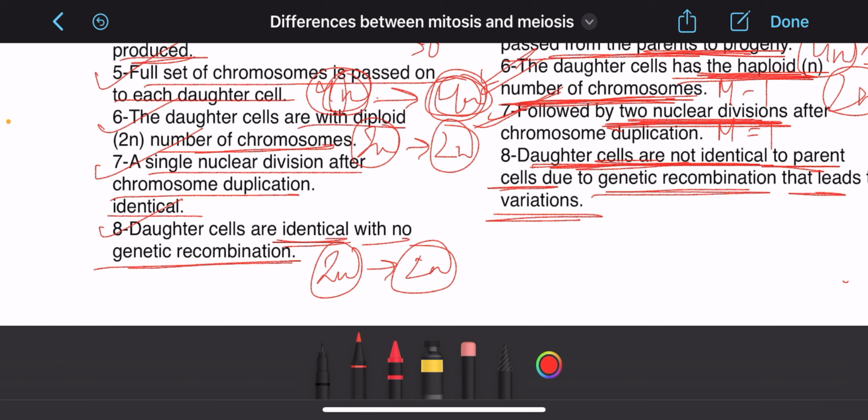Now, this genetic recombination happens due to the chiasmata formation during the pachytene stage. We have already seen there was chiasmata formation, that is, crossing over was taking place, and here the genetic recombination was taking place. So, no identical cells are produced due to meiosis.